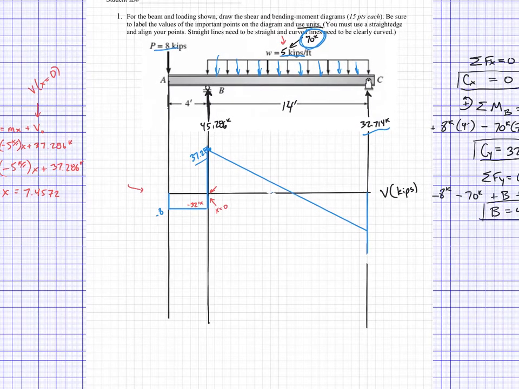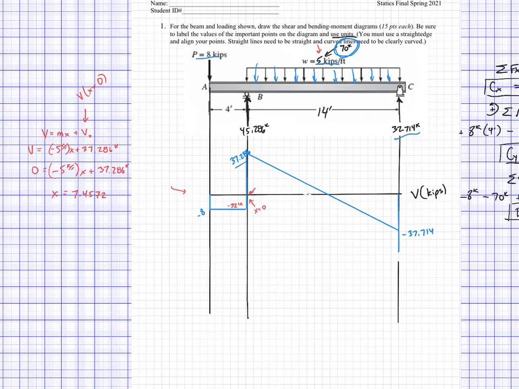Okay, so that's a better line. So this is -32.714. So the x value where that thing crosses the 0 is 7.4572, so this length right here is 7.4572. And this one on the other side over here, that's 14 minus that. Then let's erase these arrows. So we're in business to get the areas of these triangles. We're just going to do 1/2 base times height.